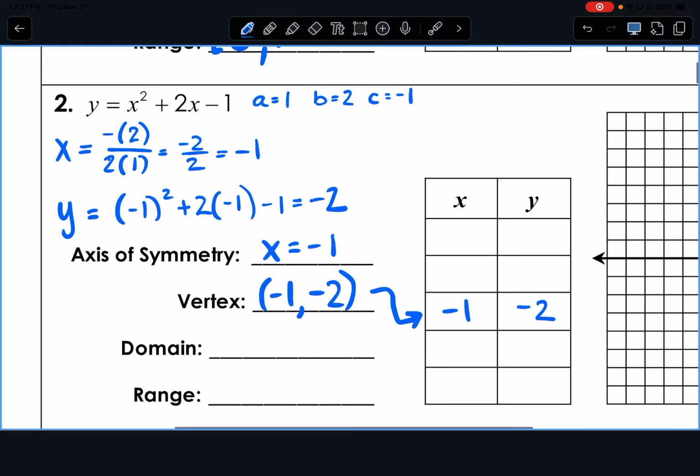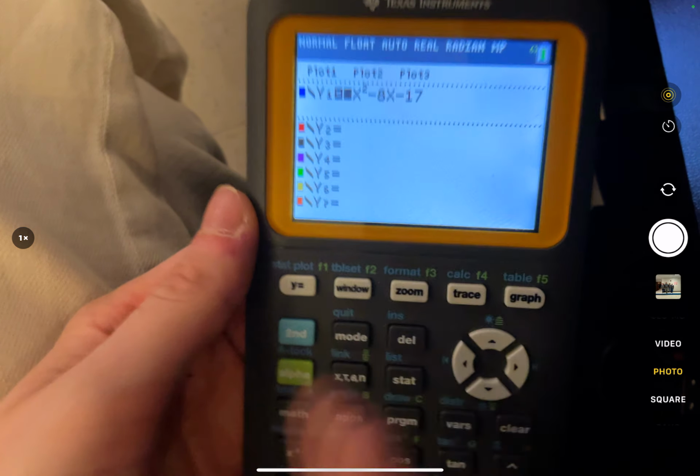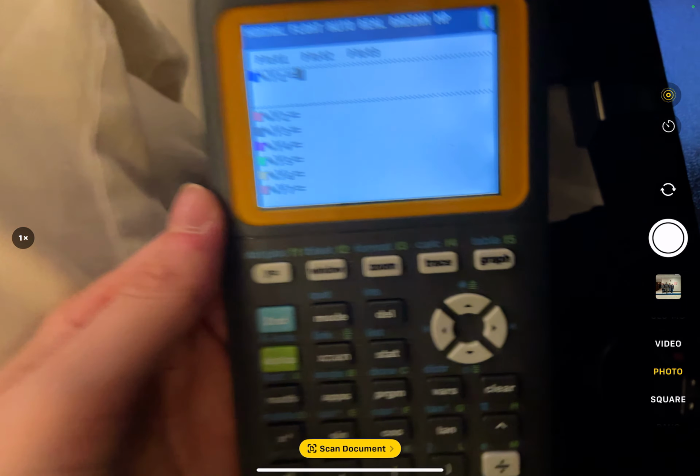How do I get the rest of those? What do I use? The table. Calculator. So let's go back over how to do this. So you're going to click y equals and clear it out.